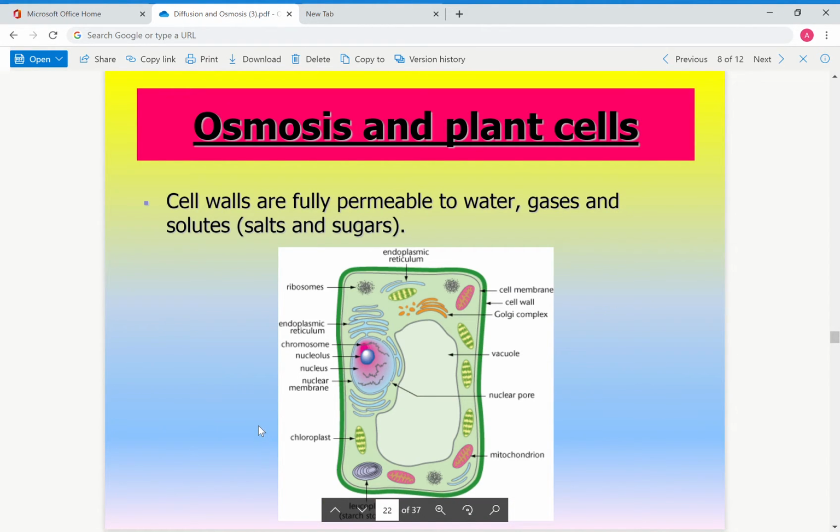The thing is though, a plant cell is totally different to us. And one of the main reasons is that plant cells have a cell wall, and that provides a big difference.